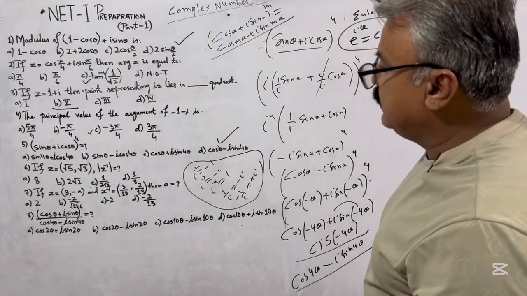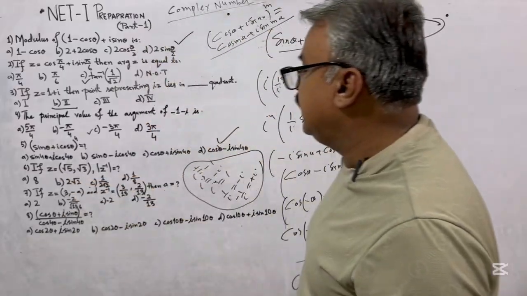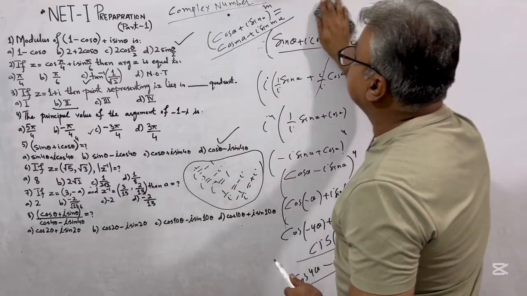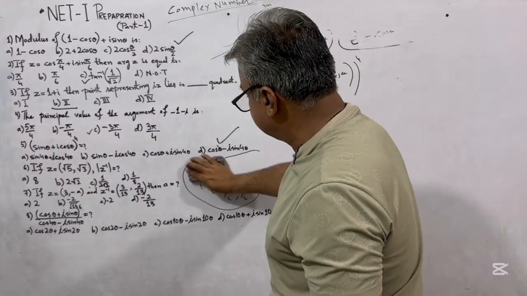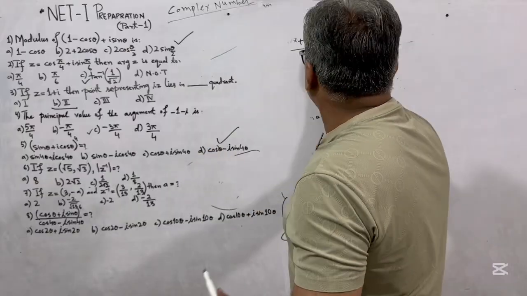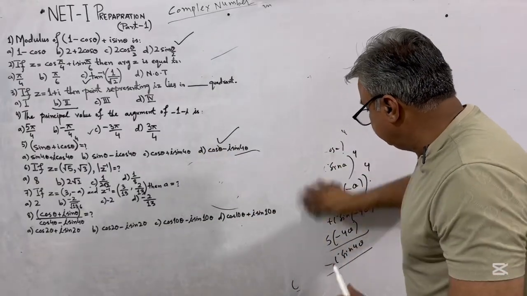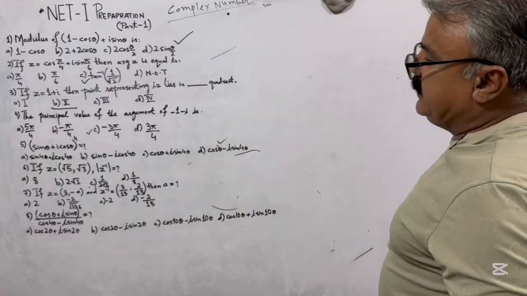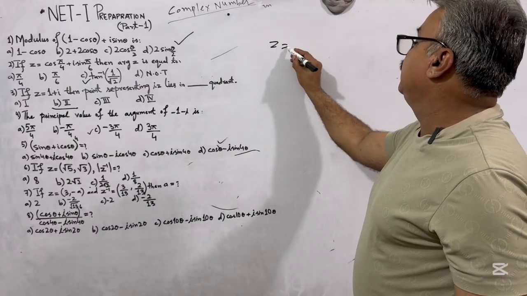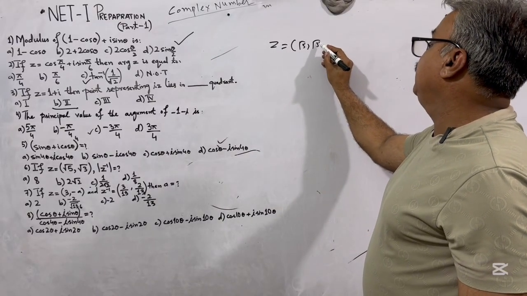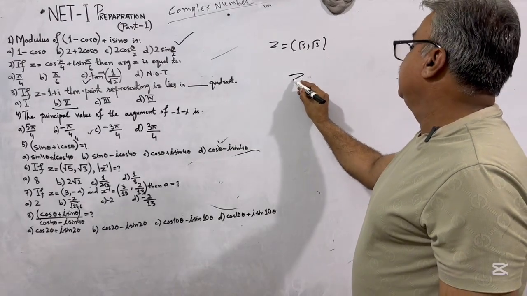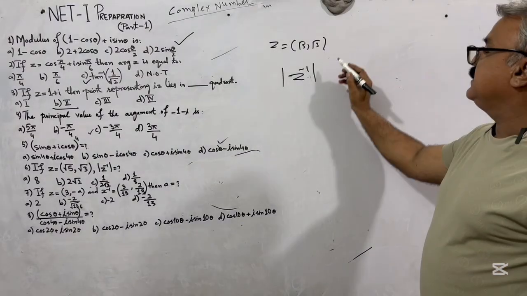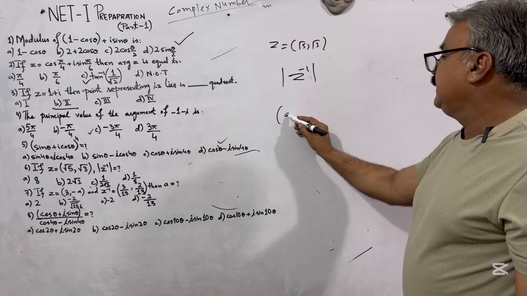Moving towards the next question, it is said that if z is (root 5, root 3), find the modulus of its inverse. Let's see how to deal with this. We have question number 6. Yes, z is equal to (root 5, root 3). Then we are asked to find the modulus of z inverse.